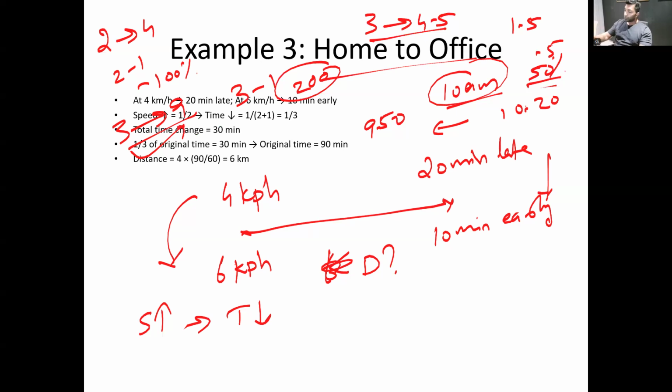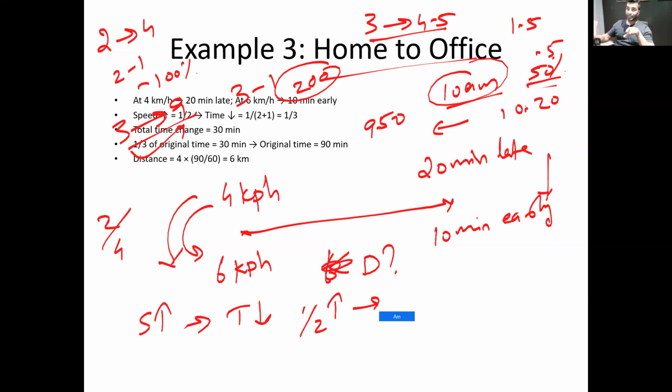So here 4 to 6. What's the factor of multiplication? 1.5 minus 1, 0.5. Add 2 zeros, 50% change. Or you can calculate it otherwise, because you see the change is 2, right? From 4 to 6, 2 is the change. What is the base? Base is 4. So 2 by 4 means what is the speed change? 1 by 2. 1 by 2 increase.